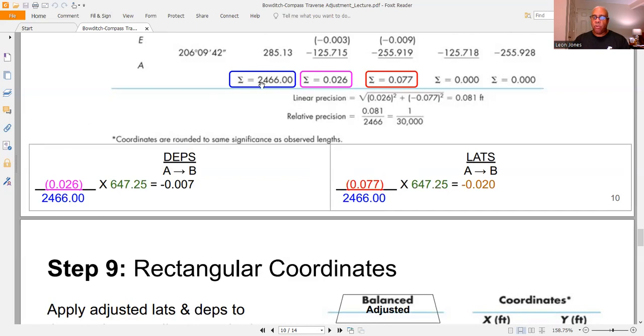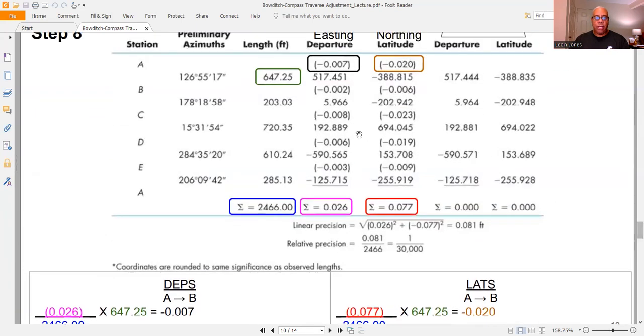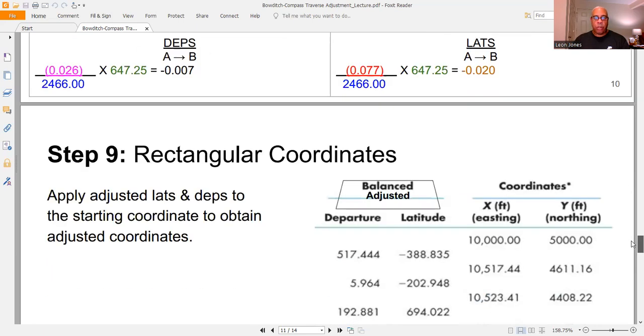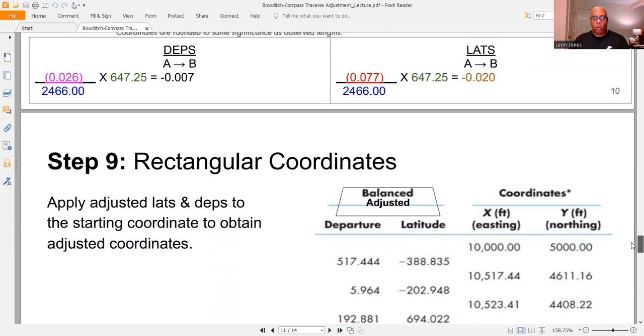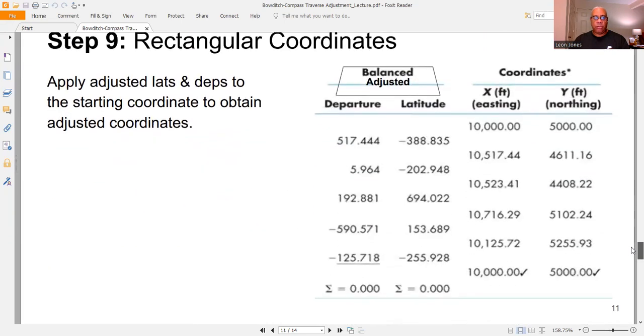They divided it by the total length of the polygon or the traverse, and then they multiplied it by each individual length from point to point. And this is how they came up with all of their information.